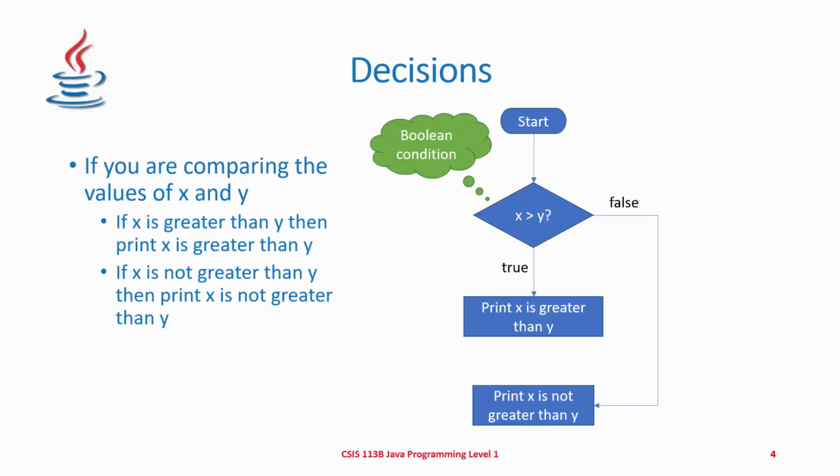So here's an example of a decision, which again we covered in the last two lectures. We're comparing the values of x and y here. We see if x is greater than y. And if x is greater than y, then we're going to print x is greater than y. If it's not greater than y, then we're going to print x is not greater than y. So we have a true path and we have a false path.